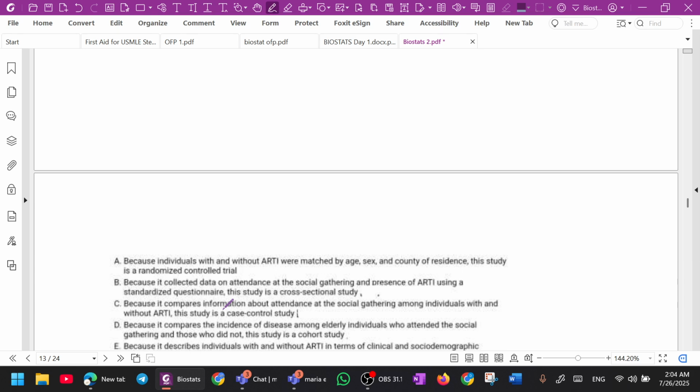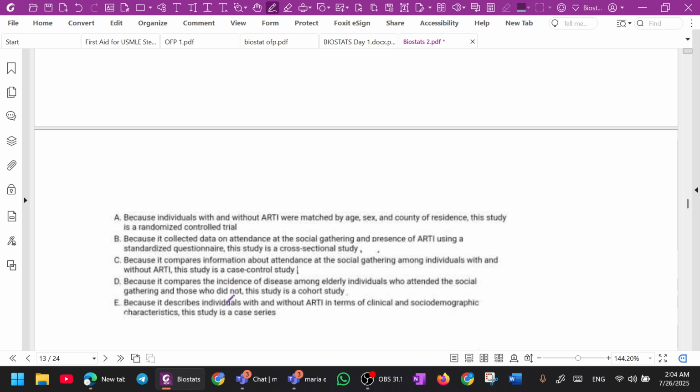Okay, now see. Because it compares the information about attendance at the social gathering among individuals with or without acute respiratory tract infection, this is a case control study. Do we think this is an option or not? No, it's not. A case control means disease versus non-disease, there is no such comparison. And in case control, there is outcome and exposure, isn't it?